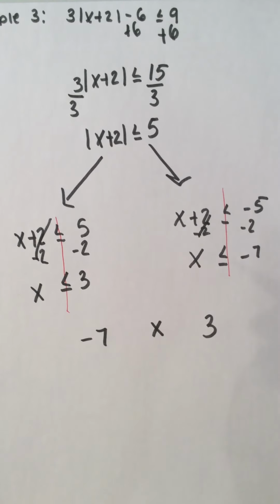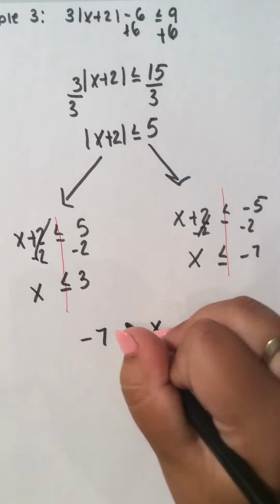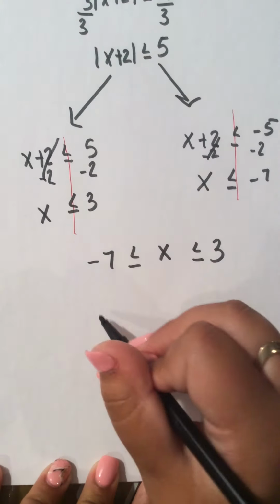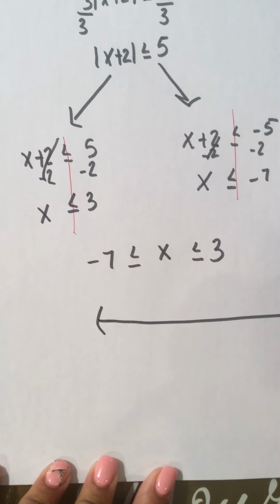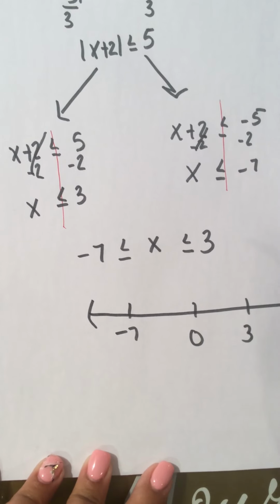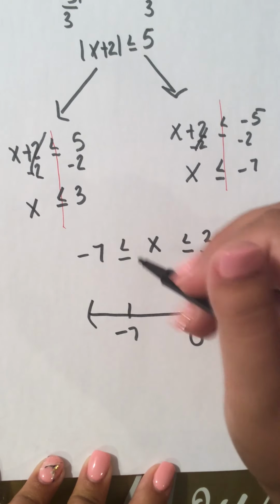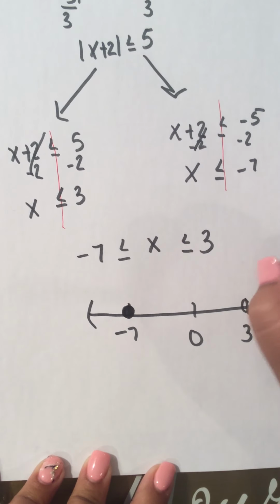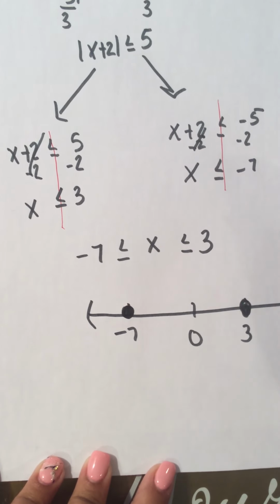Remember, x goes in the middle. And because it's less than or equal to, you just have less than or equal to and less than or equal to. So if we were to graph this on a number line, I'm going to have negative 7, 3. I always pick 0 because it's just a nice number. It's less than or equal to, so the equal to means that it's a closed circle. Same thing with 3, closed circle.